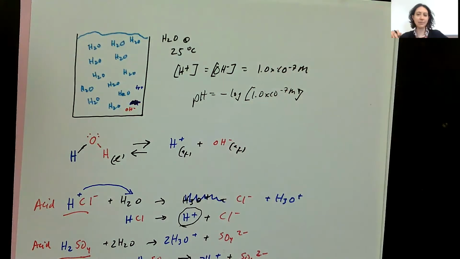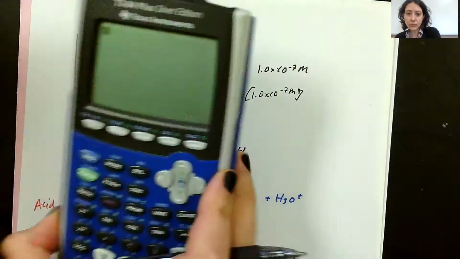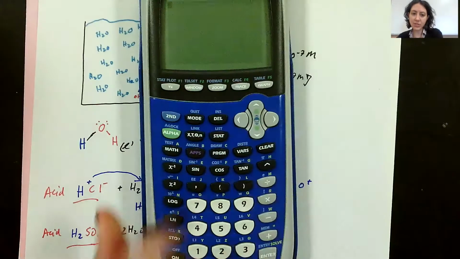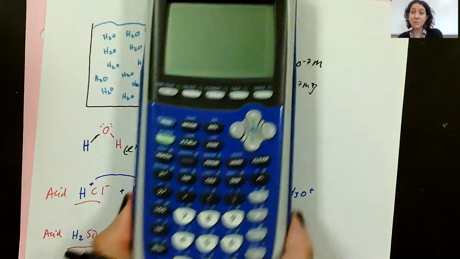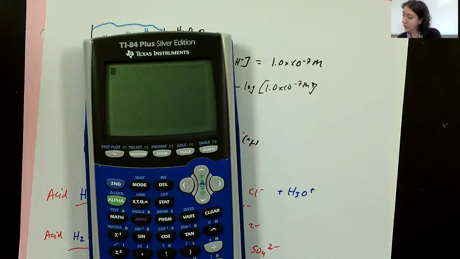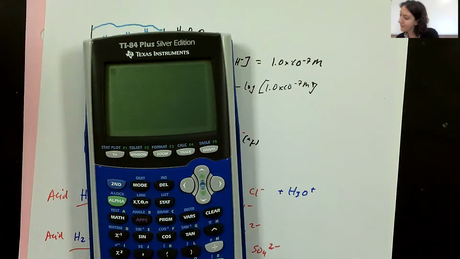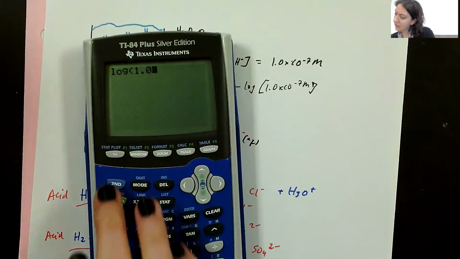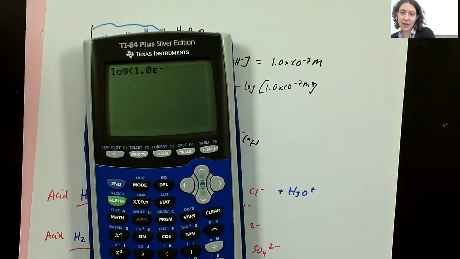I'm going to show you how to do this. You're going to need your calculator for this. You need to find the log button, which is this one right here, and you need to make sure to make it a negative number. So the negative, it's like the logarithm times -1. Maybe we'll just do the log first. That might be kind of fun. So we need to do the log of this number, 1.0 times 10 to the negative 7.